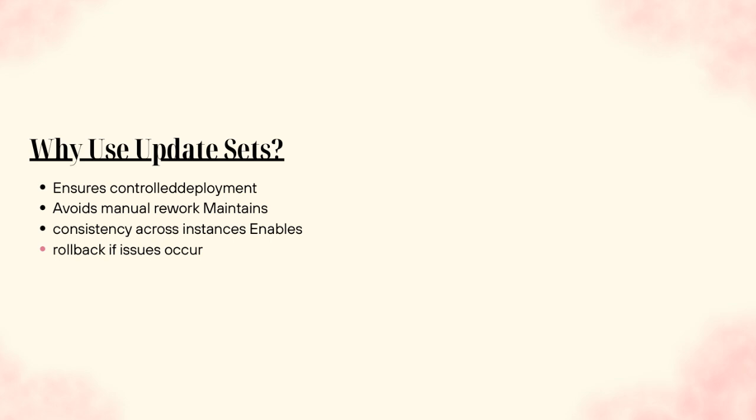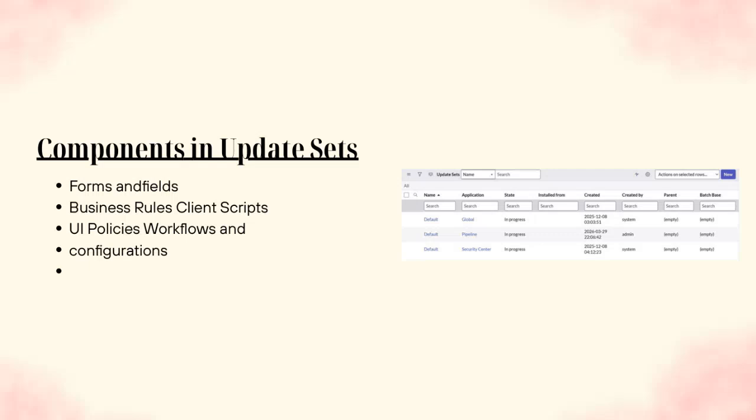So overall, using update sets helps us work more efficiently, maintain quality, and manage risk effectively throughout our deployment process. Let's take a closer look at some of the key elements involved in customizing and configuring a ServiceNow instance. First, we have business rules, client scripts, UI policies, workflows, and other configurations. These are essential for automating processes and enforcing logic across the platform.